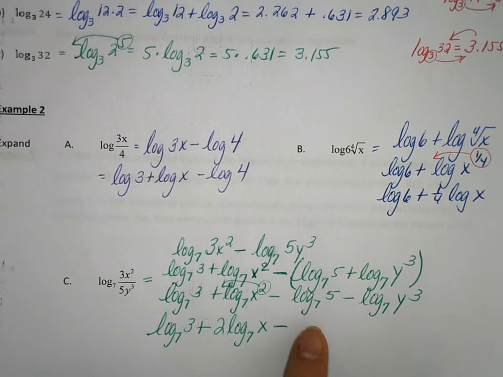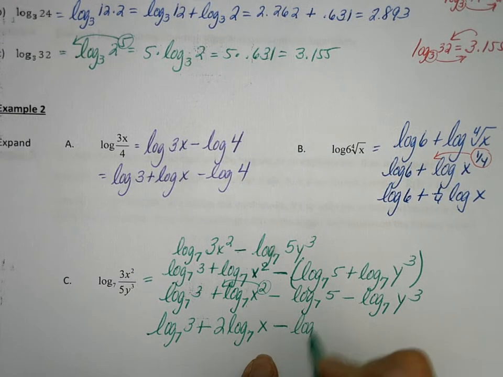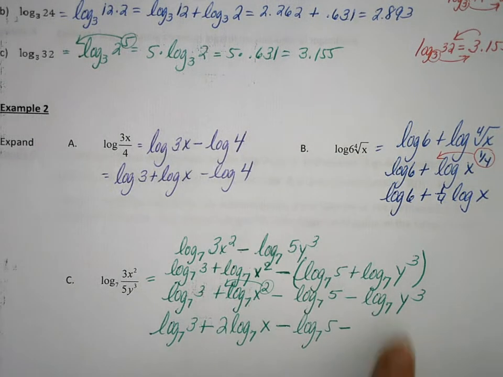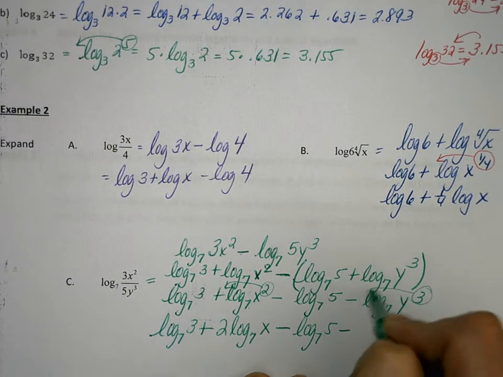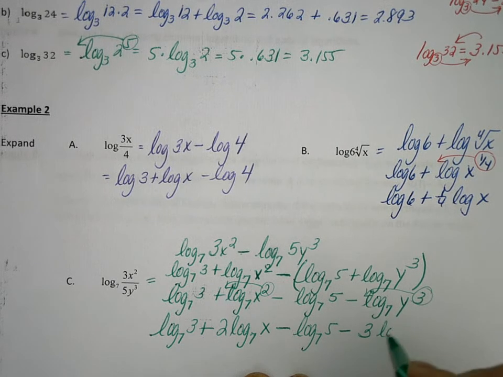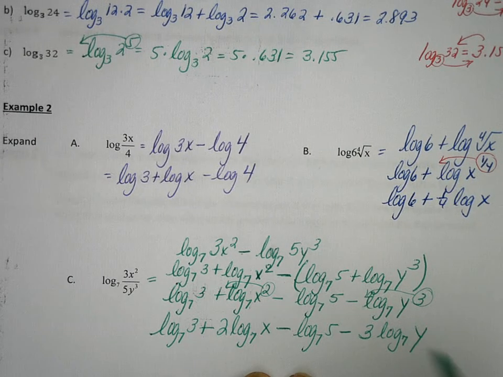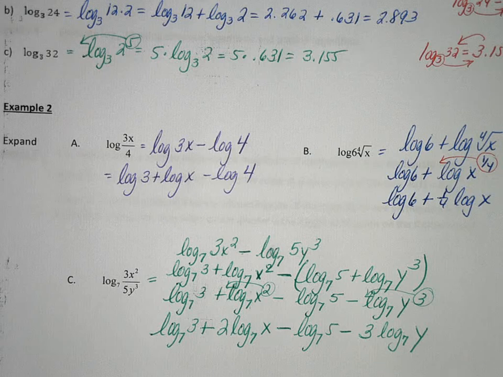Subtract. What about log base 7 of 5? 7 to what power is 5? So log base 7 of 5. Subtract. What about this? My exponent of 3 can fly out in front. So 3 log base 7 of y. Any questions on that one?